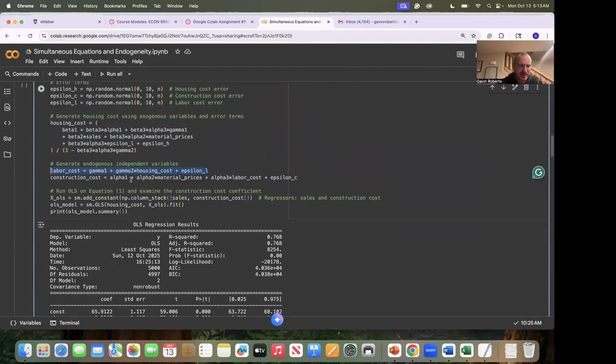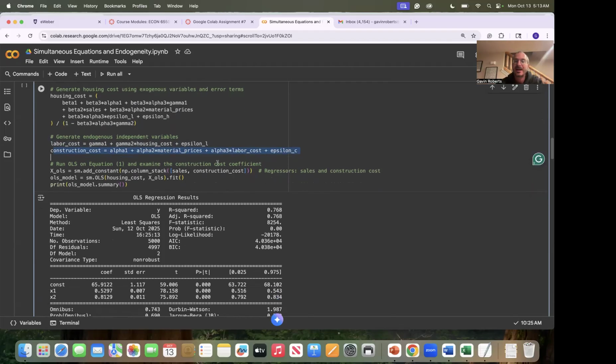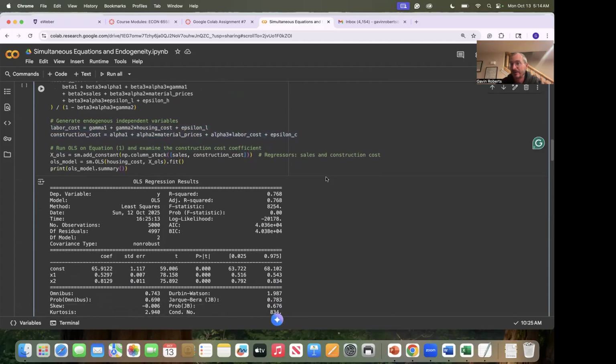And then construction cost here also depends on housing costs, but really through housing cost's impact on labor cost. And so that's why I'm creating labor cost first, and then construction cost, which is impacted by housing cost. There's housing cost, that's impacting labor cost. Here's labor cost, that's impacting construction cost. So that is the mechanism by which construction cost is reverse causing housing cost. Housing cost is reverse causing construction cost through these two equations right here. Now we've generated all the data.